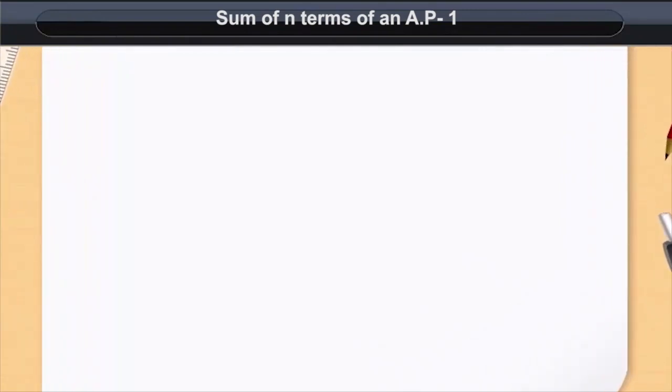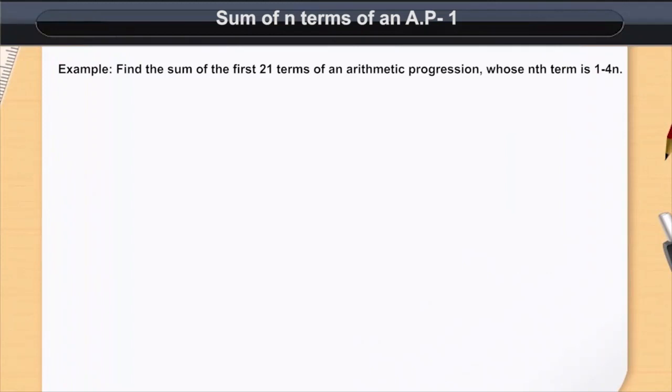Sum of n terms of an AP. Example: find the sum of the first 21 terms of an arithmetic progression whose nth term is 1 minus 4n. Solution: we know that an is equal to 1 minus 4n.